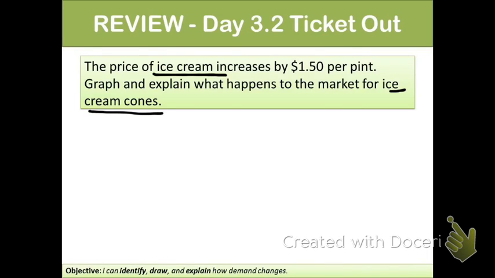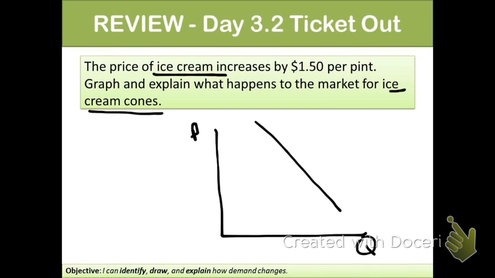We have to think, well, what's the relationship between these two products? And you should be thinking, well, hey, they go together. If I buy one, I'm going to buy the other one, most likely. And so we can tell a story with a graph. Quantity, price, start off with our demand curve.